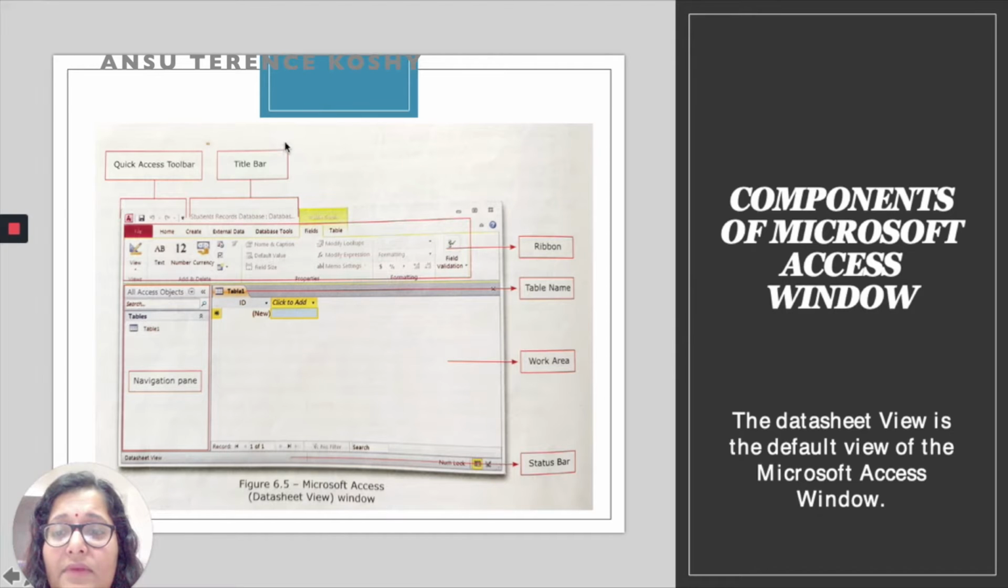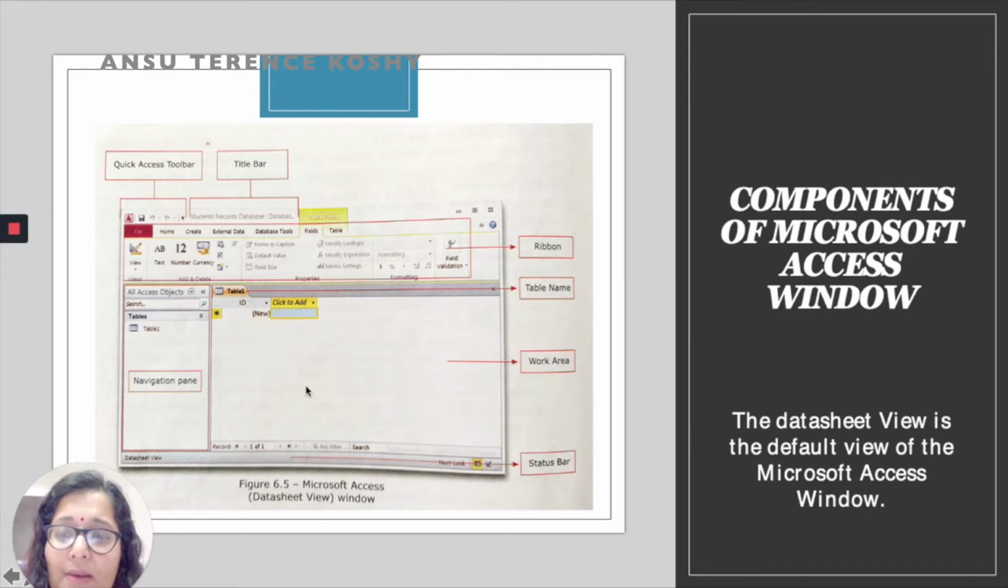Now, here we have the title bar, which displays the title of the database. Then you have the ribbon here. The ribbon shows the different tabs that are used for editing. Then you have the table name, that is, there are different tables in a database. The table name suggests which table you are working on.